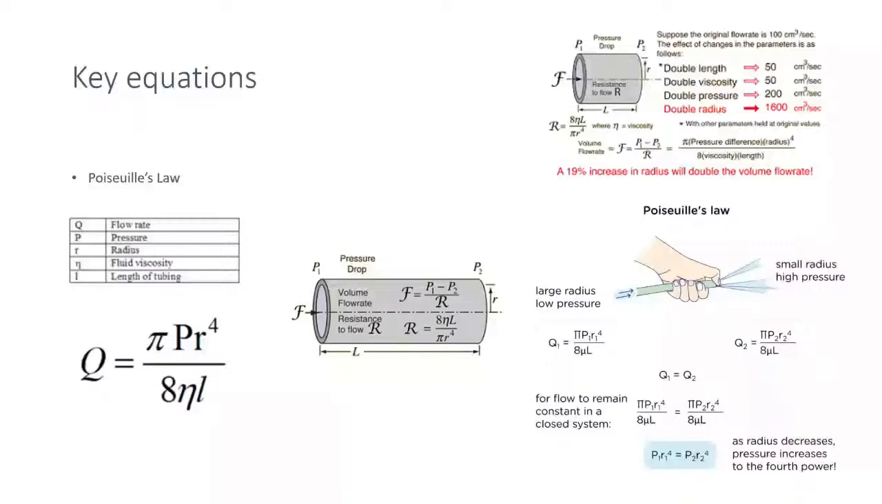So look at this. On the top right it says the original flow rate, so it's 100 centimeters cubed per second. If you double the length, you get 50 centimeters cubed. Double the viscosity, double the pressure. You see pressure changes, right? Pressure's on top there, but if you double the radius, it has a massive effect on volume and flow rate there.